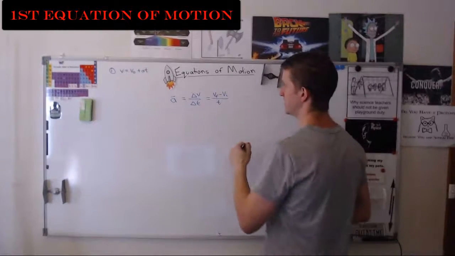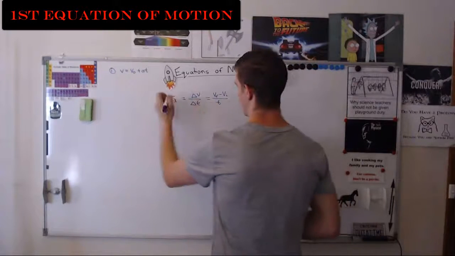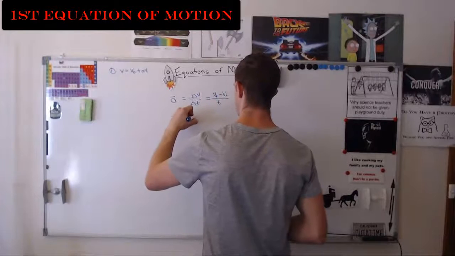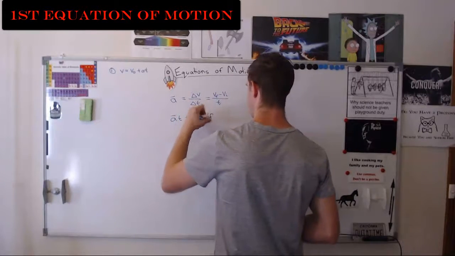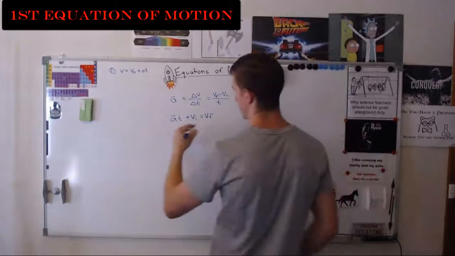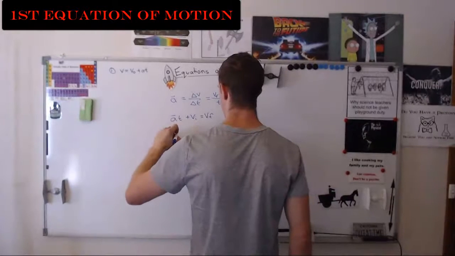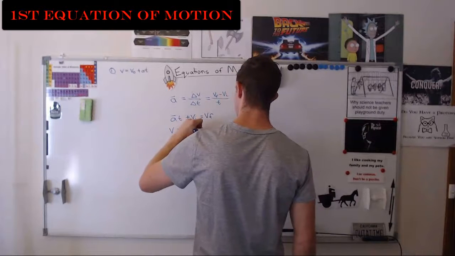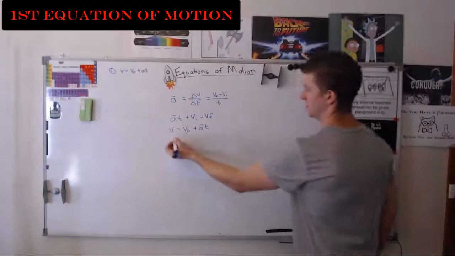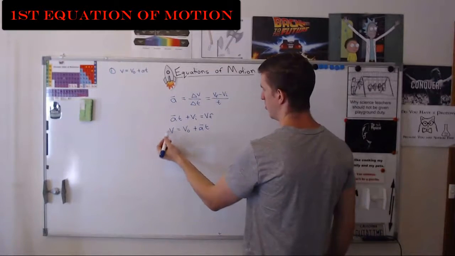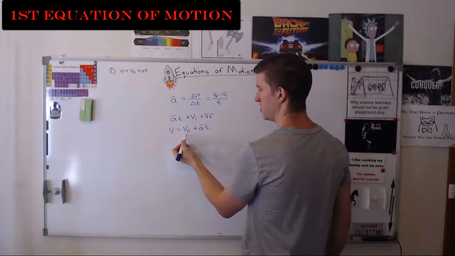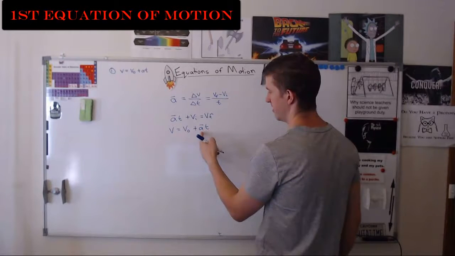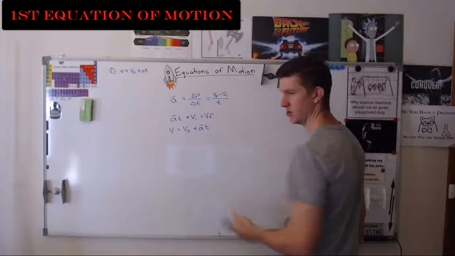If we just rearrange this to get initial velocity, we multiply out, we get AT plus VI, and that equals V final. And we can rewrite this in a different notation, and we can write V is equal to V naught plus acceleration times time. So this is the velocity at some point, and it's equal to whatever speed you were moving at plus the acceleration. So how long you accelerated for, added to your initial velocity.